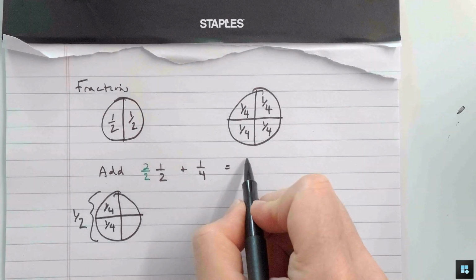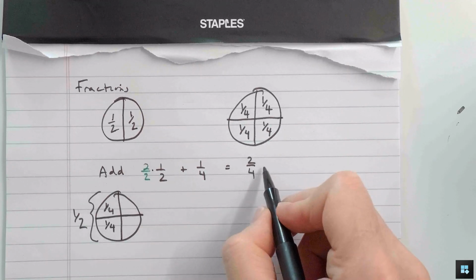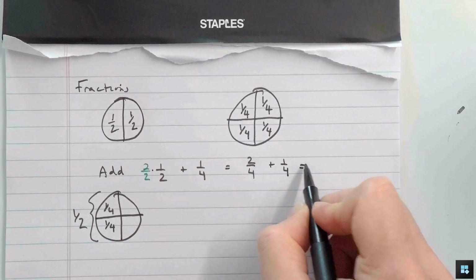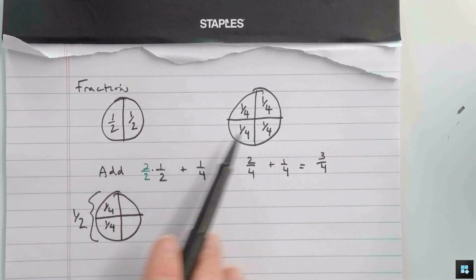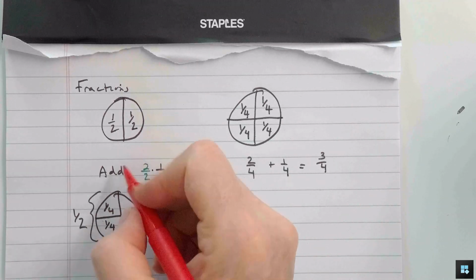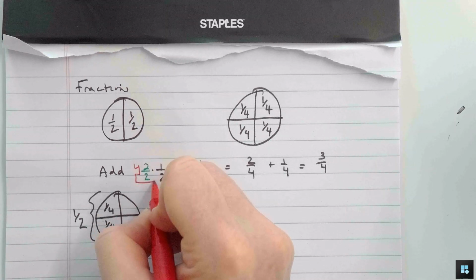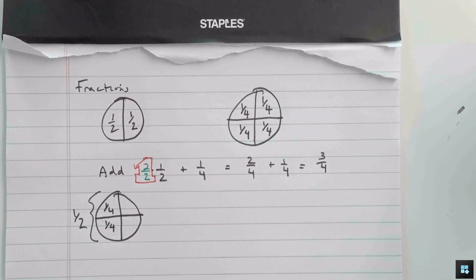So now you have 2/4, because you have the 2 times the 1 on the top and the 2 times 2 on the bottom. And you have 3/4. So 1/2 plus 1/4 is the same as 2/4 plus 1/4, or 3/4. Now the 2/2 is the same as 1. And that's why you can multiply by 2/2 and not have any change in your value, because 2/2 is just 1.